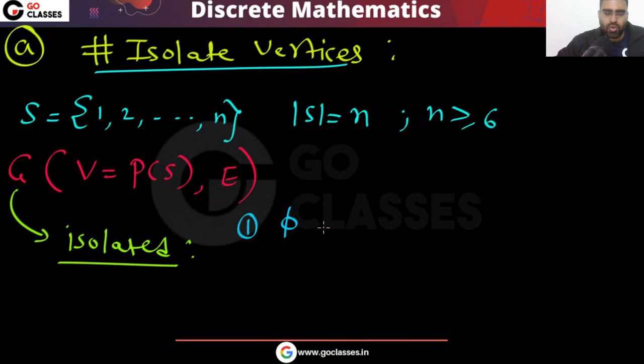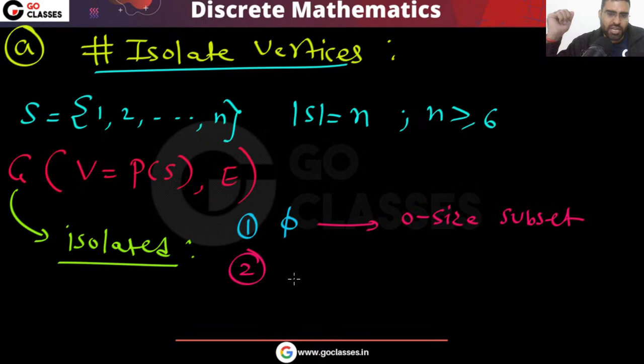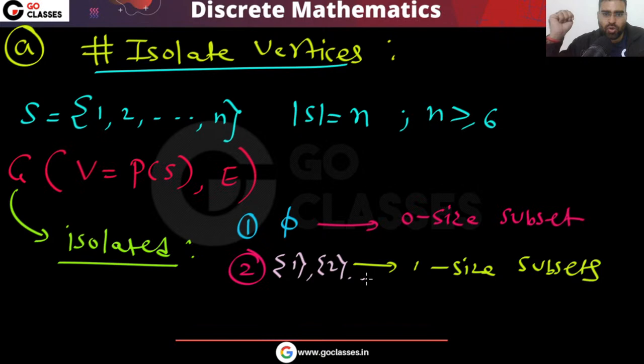So I can say the zero size subset is isolated. This is not adjacent to anyone. Similarly, one size subsets are also isolated, right? They do not have two elements common with anyone. Look at this set, and so on. What about the remaining? Can you guarantee they will not be isolated?